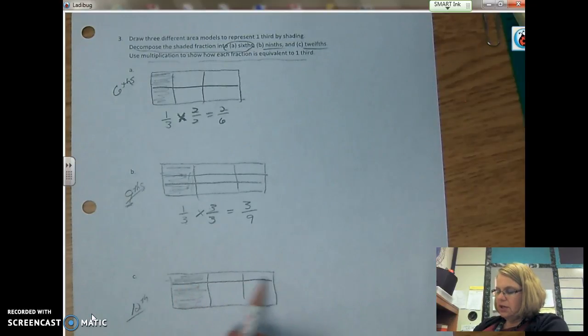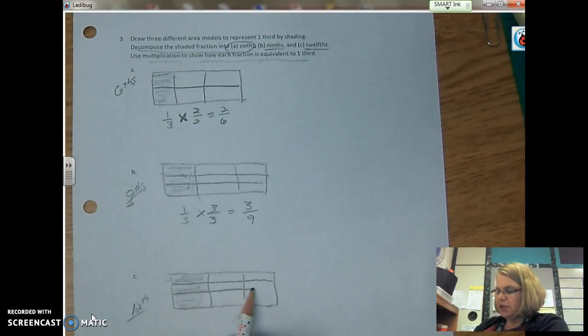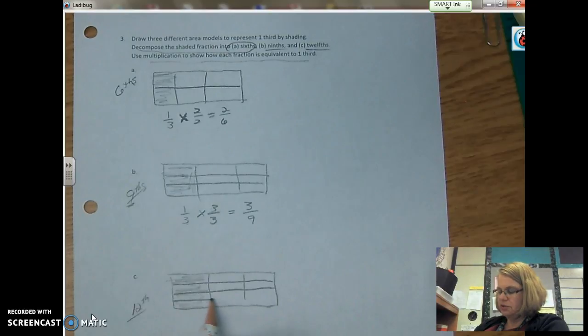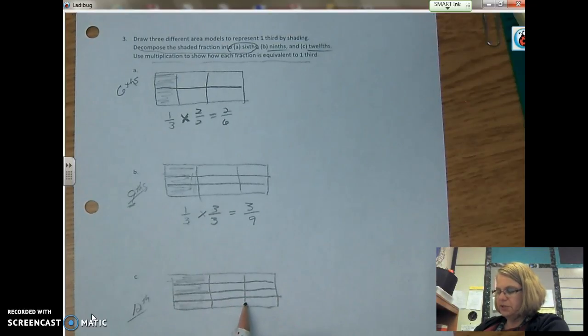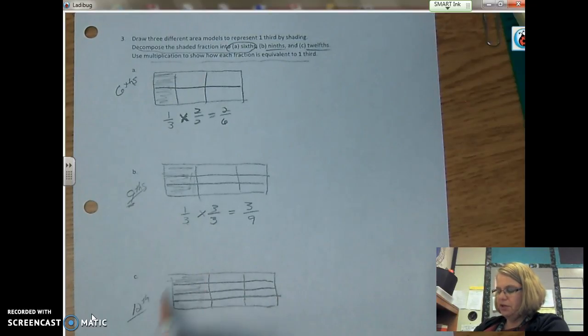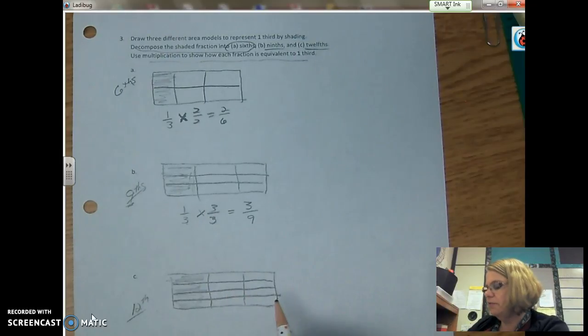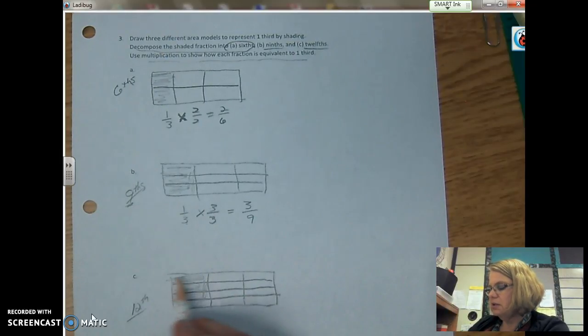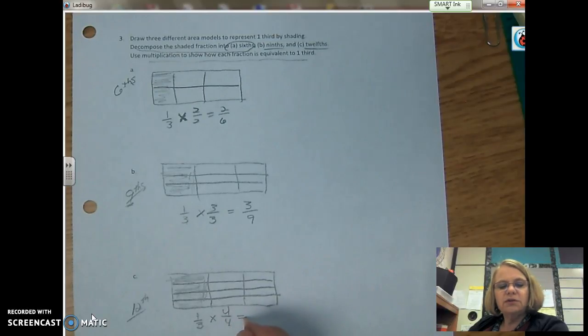And on the bottom one, 12ths. Well, I have 3, so I need to make 4 rows. 4 times 3 is 12. So if we have 3, we need to make 4 rows to make it 12 boxes. So we can say 1/3 times 4/4 equals 4/12. And that's what's shaded.